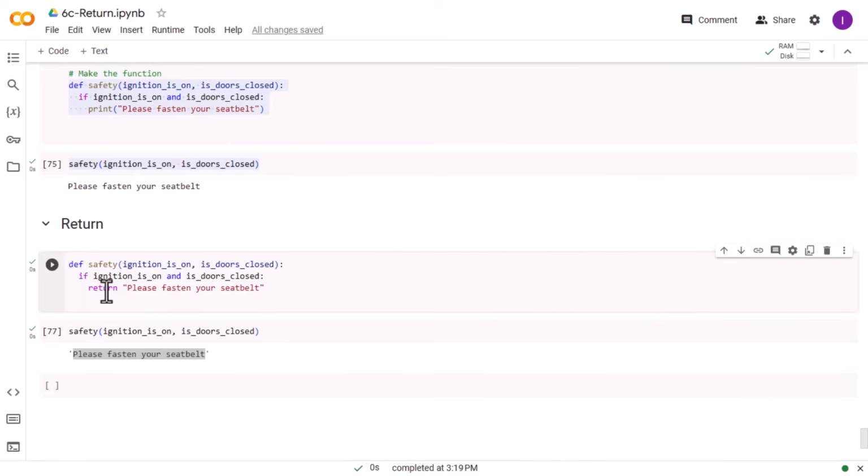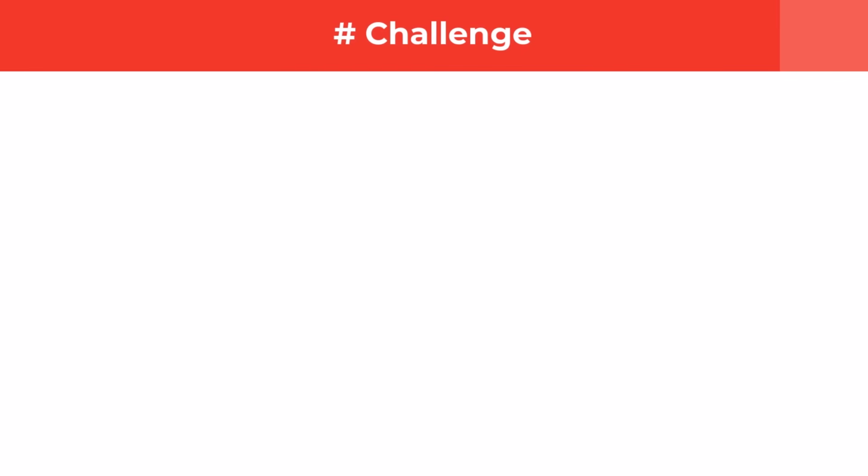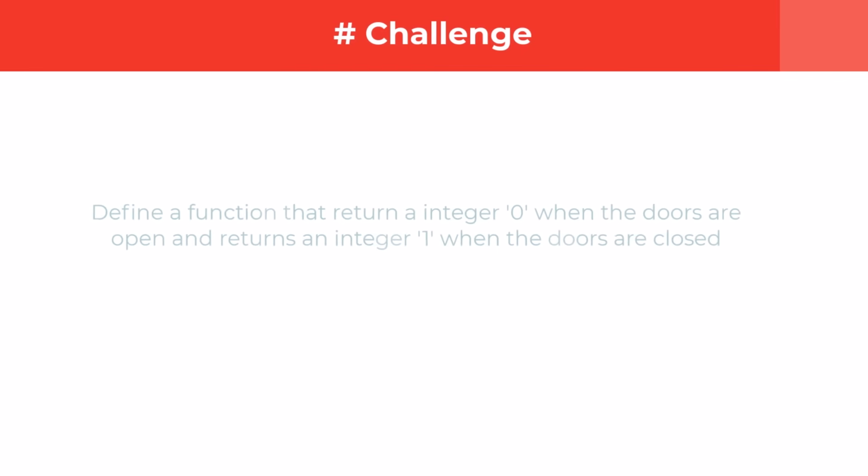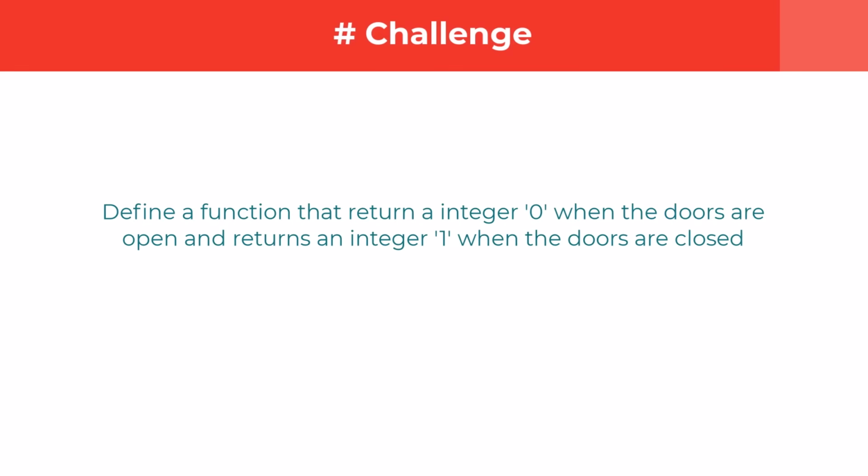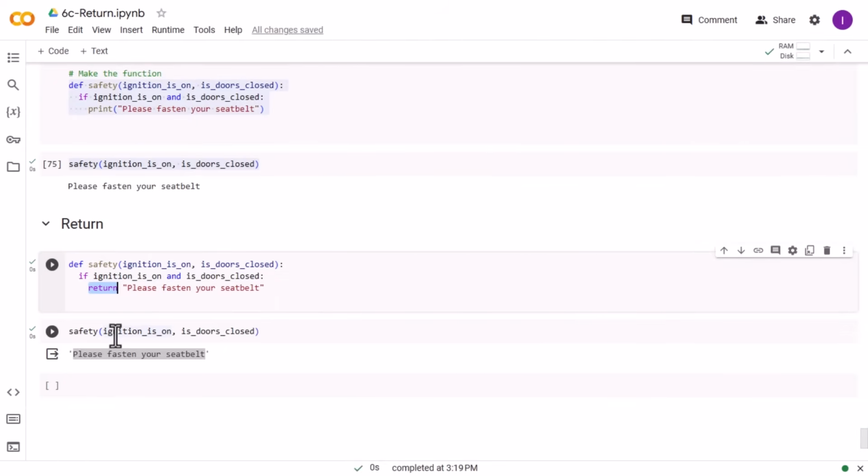Now that we have learned how to use the return statement inside a function, let's test our understanding through a quick challenge. In this challenge, I want you to define a function that returns an integer 0 when the doors are open and returns an integer 1 when the doors are closed. So hit pause and take the challenge. Hopefully this went well for you.